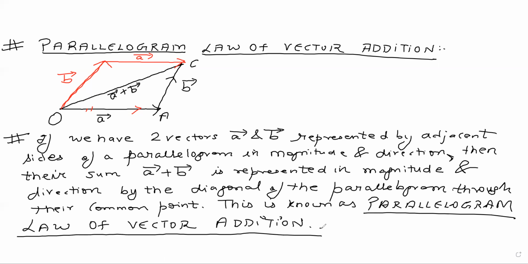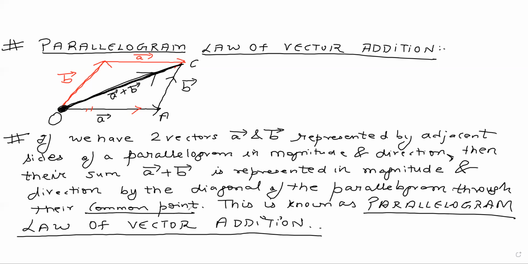If we have two vectors A and B which represent the adjacent sides of a parallelogram in both their magnitudes as well as direction, then you can look at the figure. Vector A plus vector B is the diagonal of the parallelogram represented in magnitude as well as direction. This is the direction, guys, through the common point. What is the common point? O is the common point. In the figure, you can see that the common point is O.